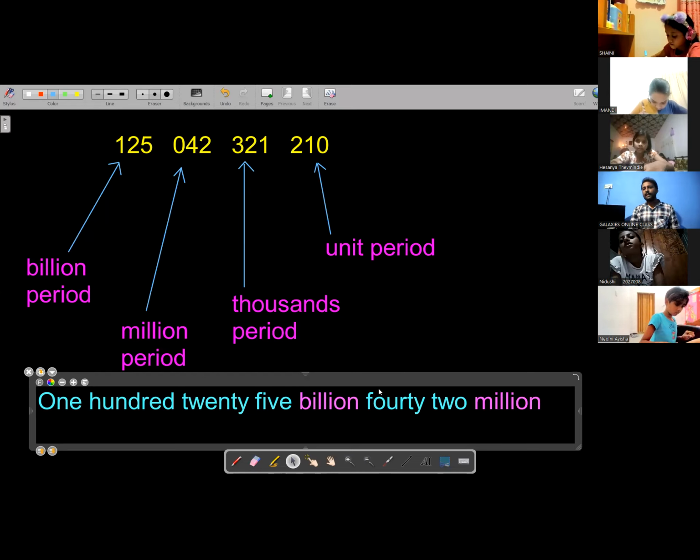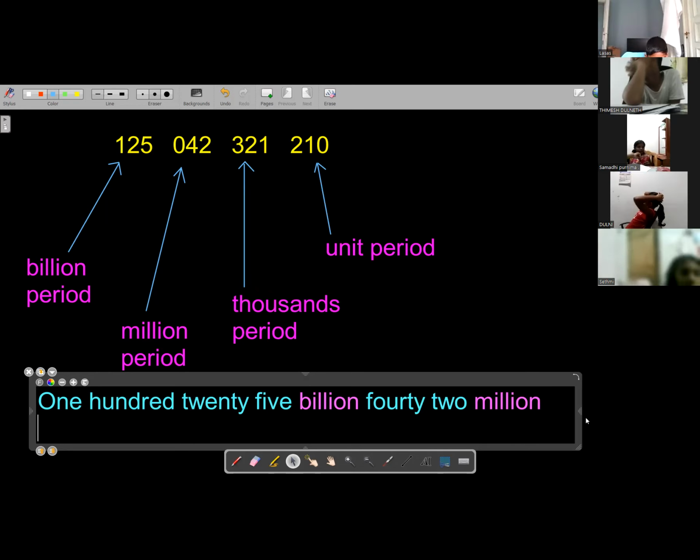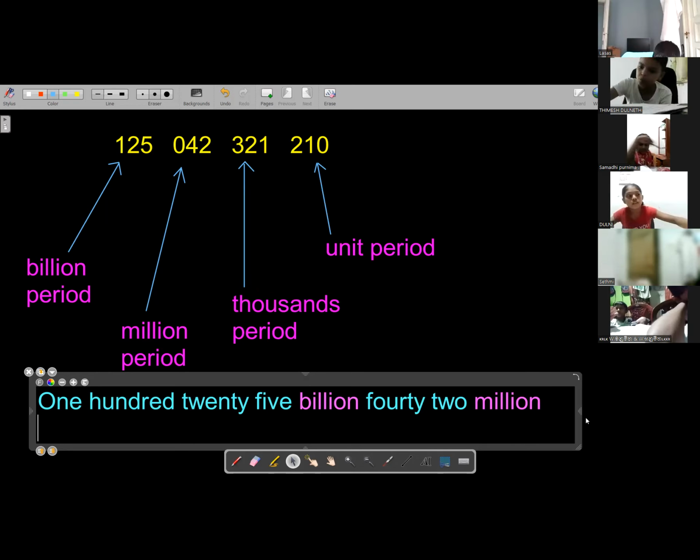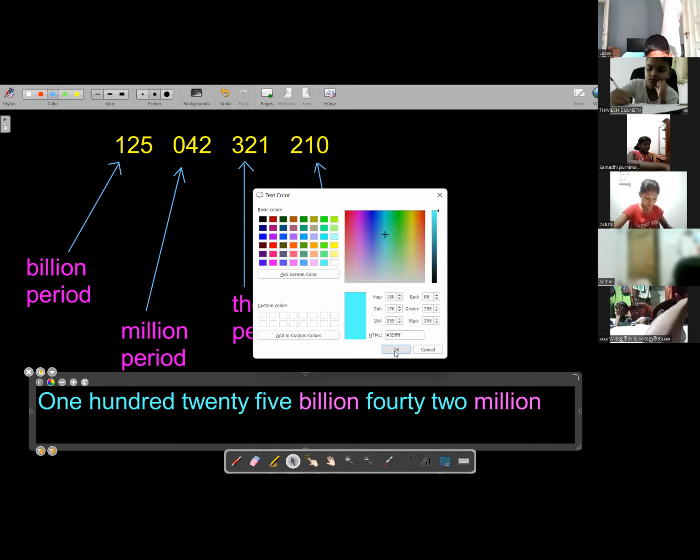Then I'm going to the next period value. Look at the next period. What is the number representing it? Can you tell me? Dulli? 321,000. Yes, 321, no? Right, then you can write 321,000.